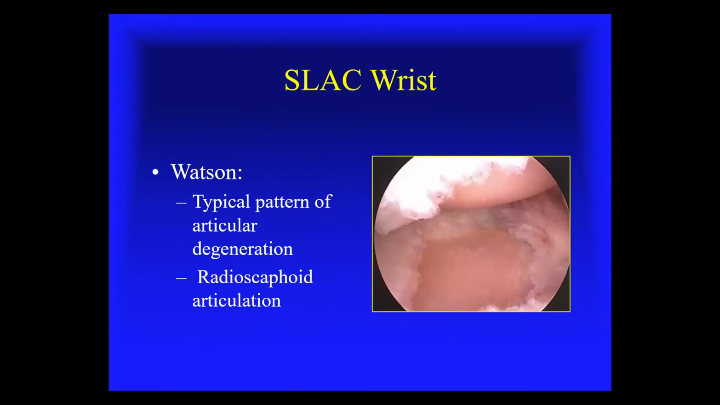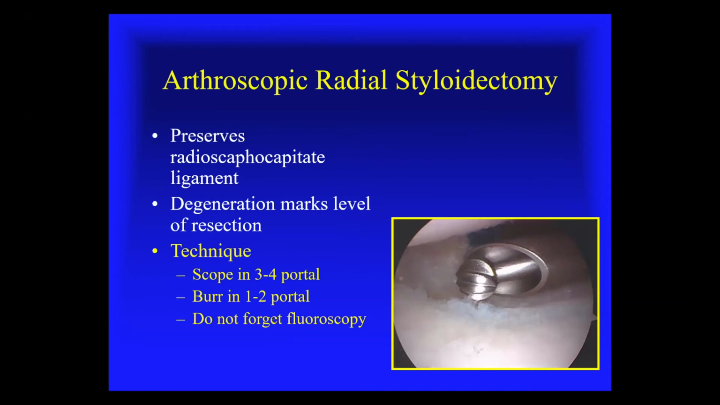Slack wrist, the chondromalacia kind of marks the spot where you need to resect. So here we're looking with the scope in 3-4. We see grade 4 chondromalacia on the scaphoid and the scaphoid facet of the radius. So we just come in with a shaver through the 1-2 portal and burr down the radial styloid. You can take down about 4 millimeters. But the area of chondromalacia marks the spot where you resect.